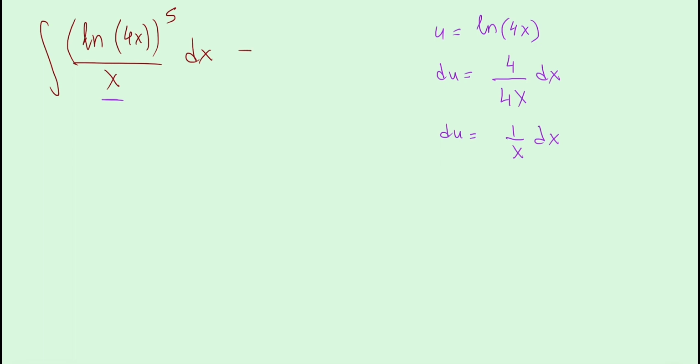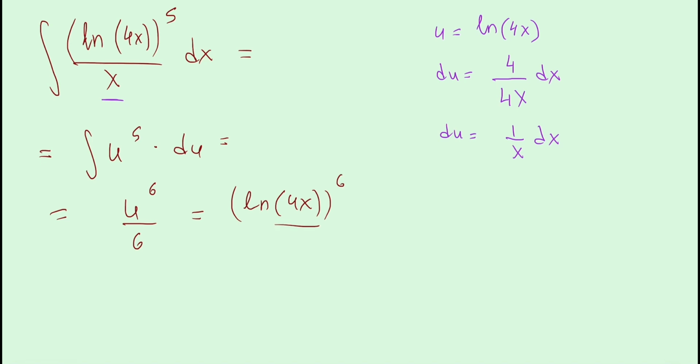So we could replace all the functions here with u and du, and we will get u to the 5th power times du. And when we integrate this, we will get u to the 6th power over 6. And replacing u with natural log of 4x, we will get natural log of 4x to the 6th power over 6 plus c.